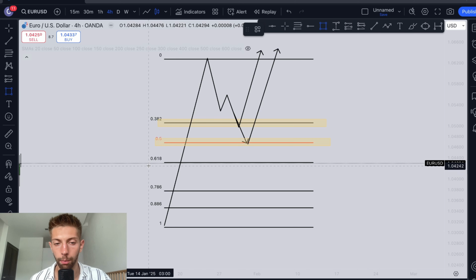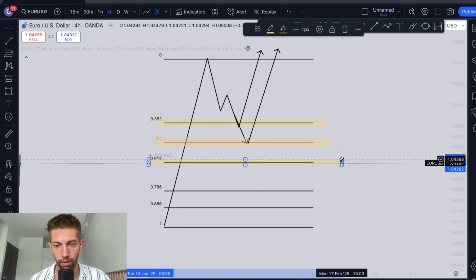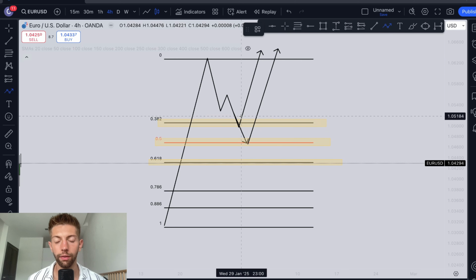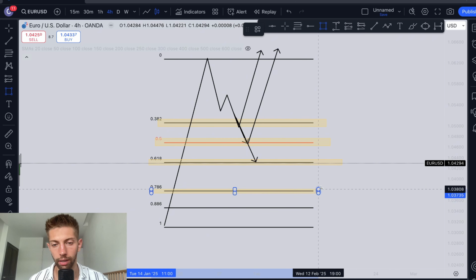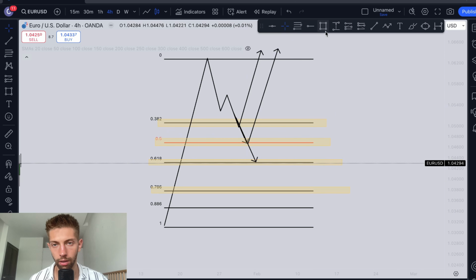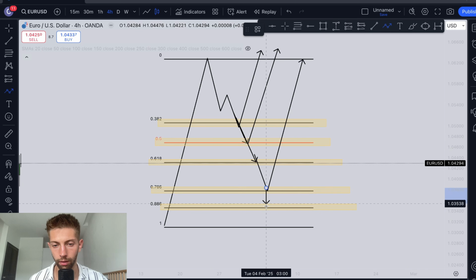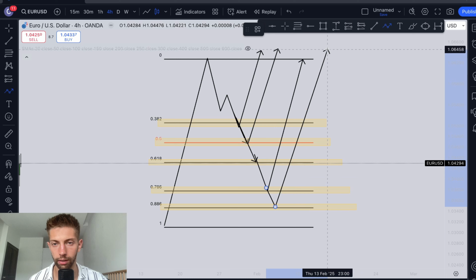Same with the 61.8%. If the trend is getting weaker, price can pull back to either 61.8%, 78.6%, or 88.6%, and still continue its own trend, like this.